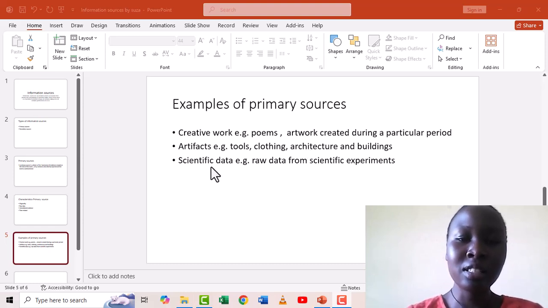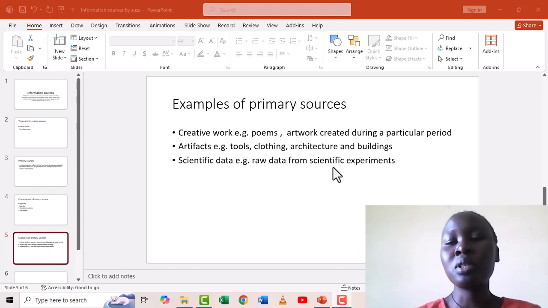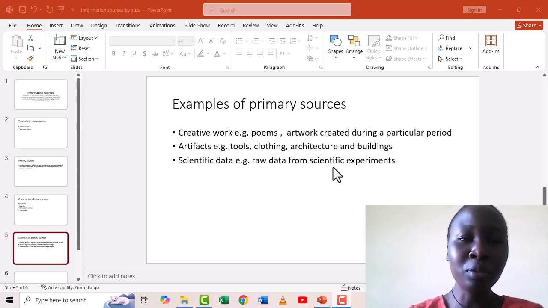Then under the scientific data, we have raw data from scientific experiments. I'm sure everyone has gone to the lab. Let me say the food test which you carry out, that will be an example of raw data which you got from your experiments.